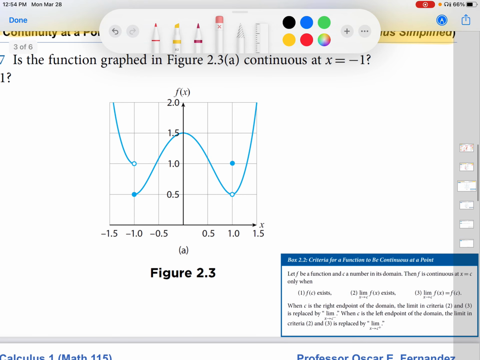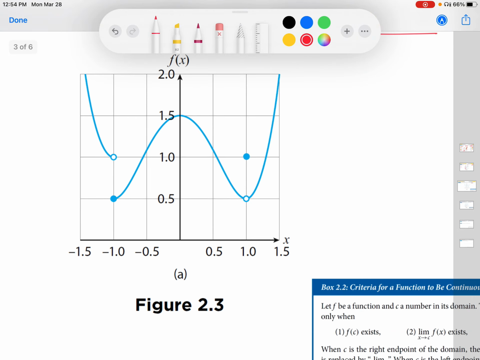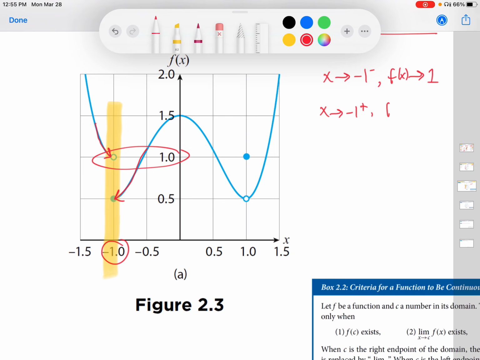So let's hop over to the first part of this question, -1, and let's look at all those criteria. Okay, so x equals -1. I'm just going to do my usual ribbon analysis, and look first of all at the limits. So the one-sided limit from the left: as x approaches -1 from the left, the y values approach 1. Okay. How about from the right? As x approaches -1 from the right, the y values approach 0.5.